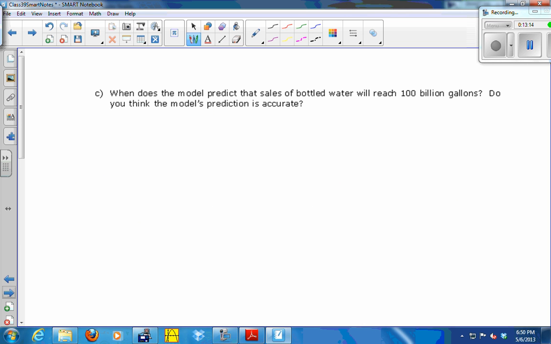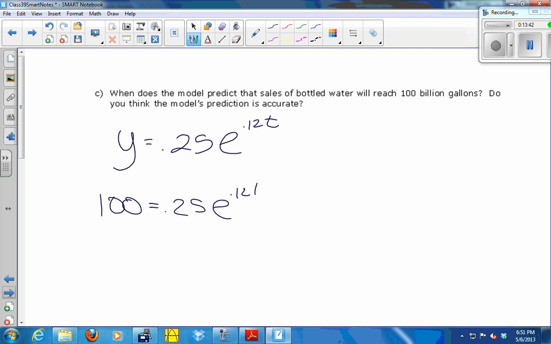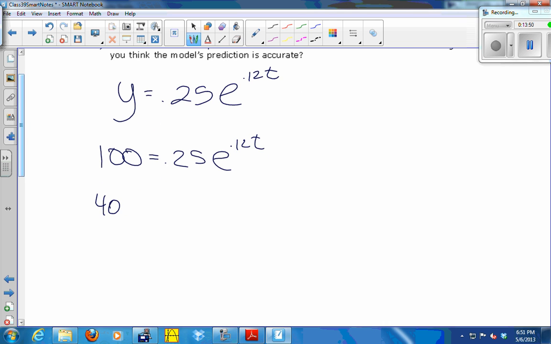So when does the model predict that sales will reach 100 billion gallons? So my model is y equals 0.25 e to the 0.12 t. I can use the other version if I want. If you'd rather use the one that looks like a times b to the t, it's the same, so you can use either one. And I want to know how long until I reach 100 billion gallons. So this is the equation I want to solve. Divide both sides by 0.25, and I get 400 equals e to the 0.12 t.